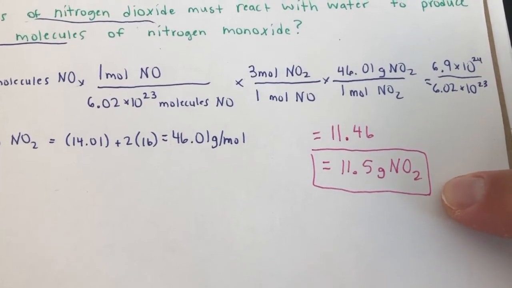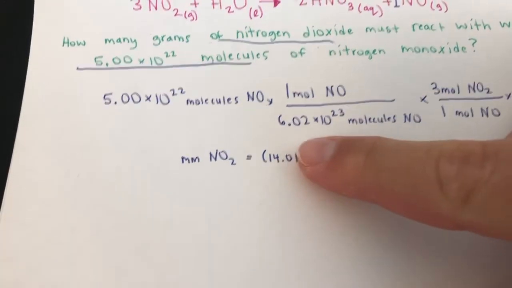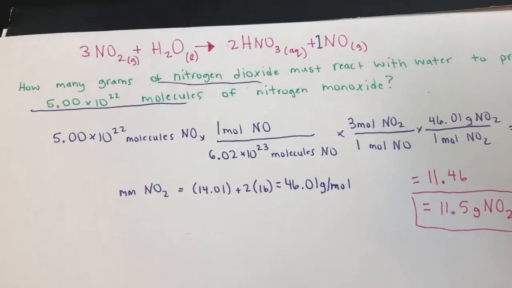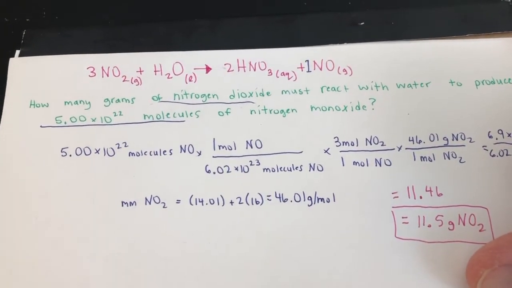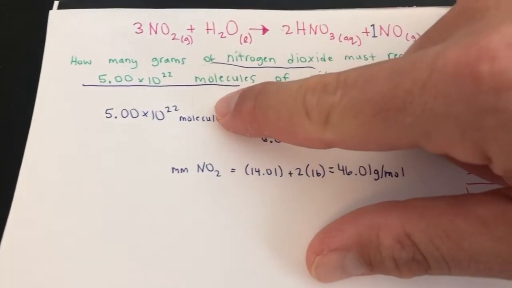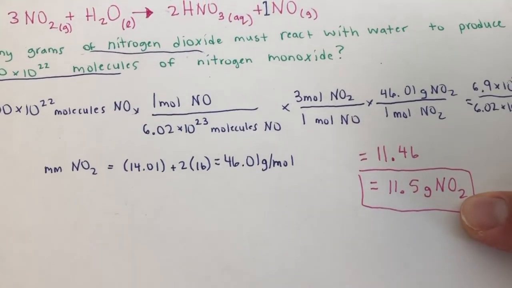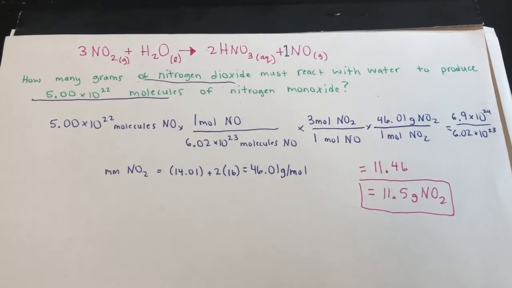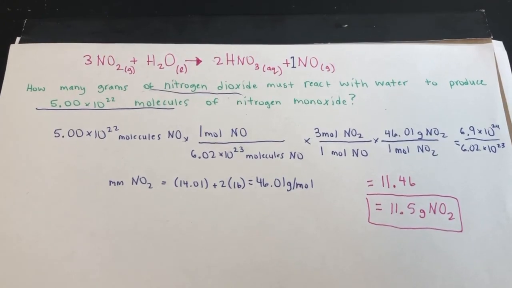So 11.5 grams of NO2 will be created if, well, actually, it's backwards. It's kind of weird. So how many grams must react? This is a product, and this is how much of the reactant we needed. Okay, so hope that helps. And watch this video as many times as you need to understand, but they all work in a similar way.